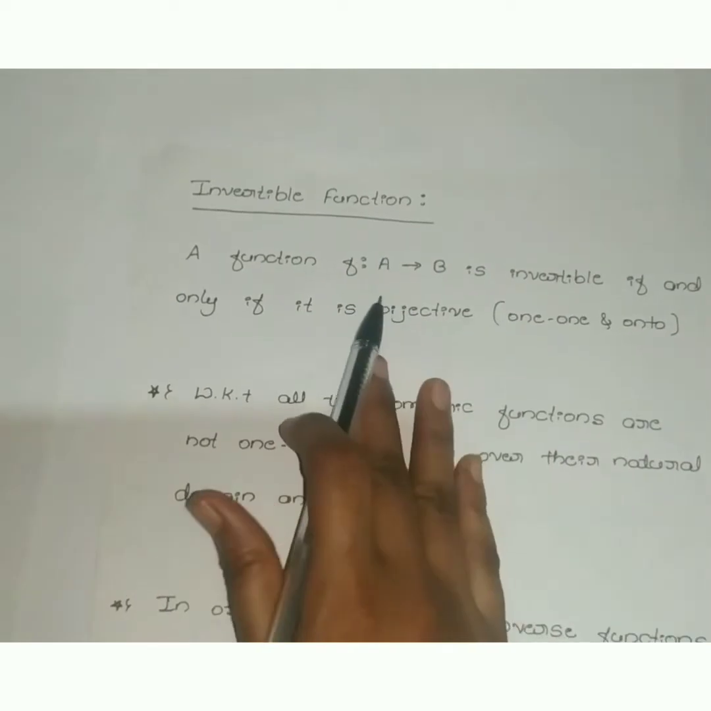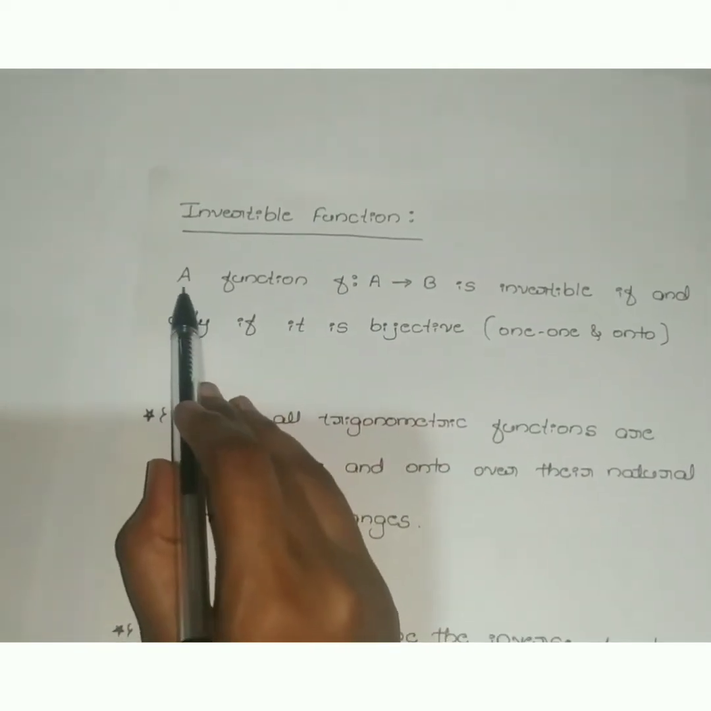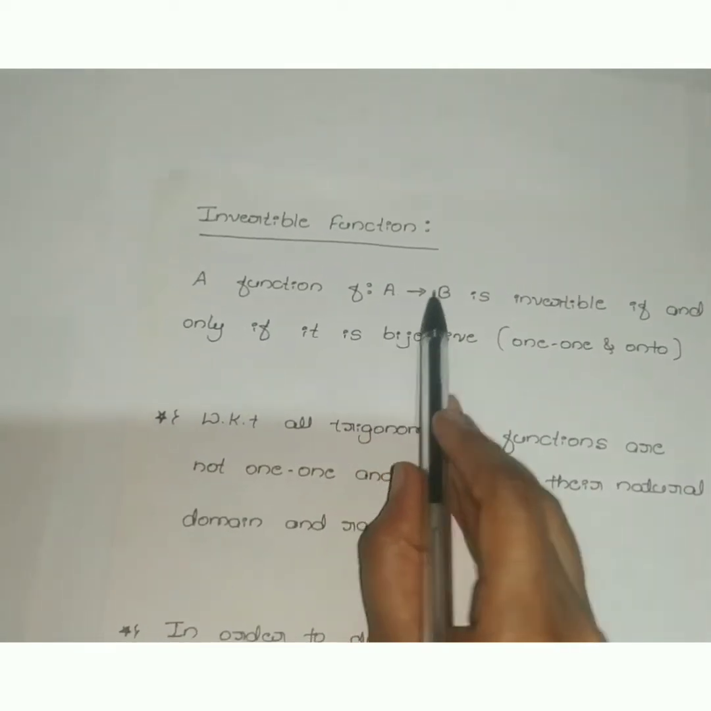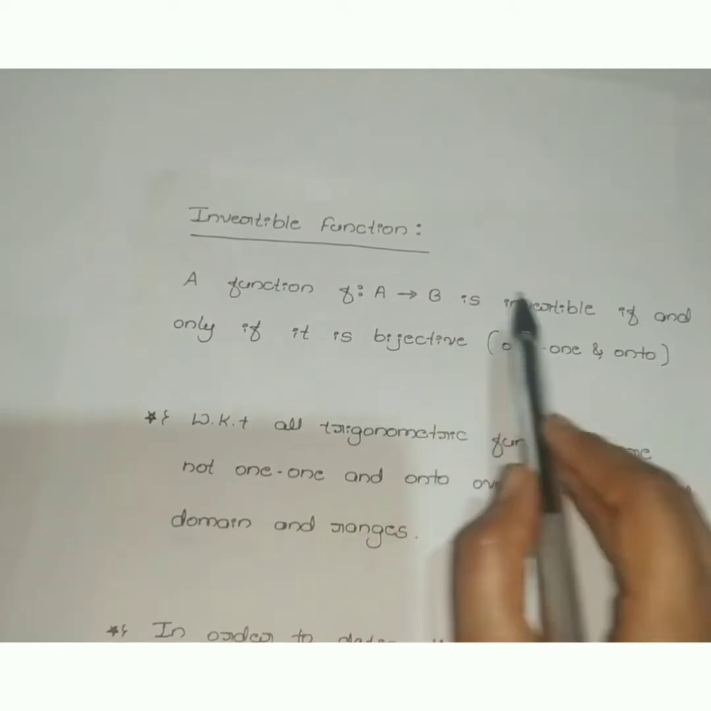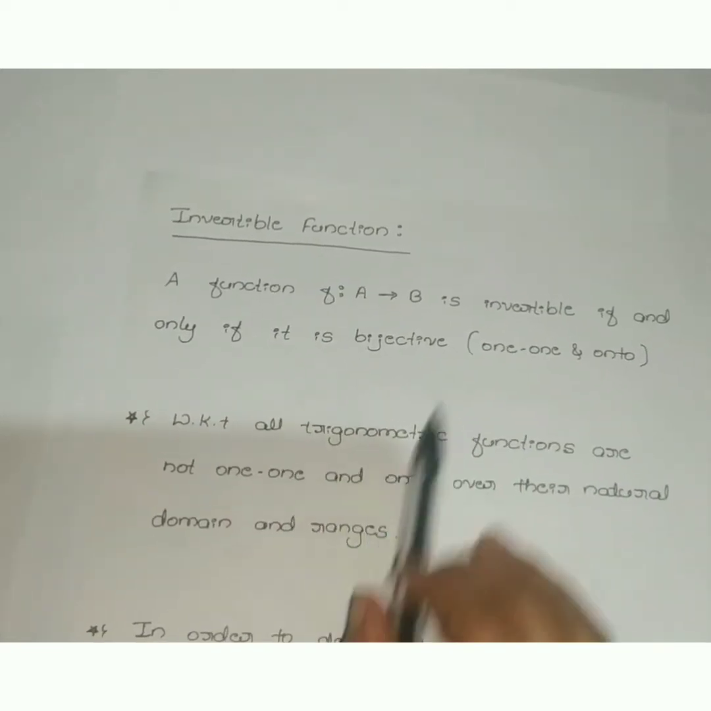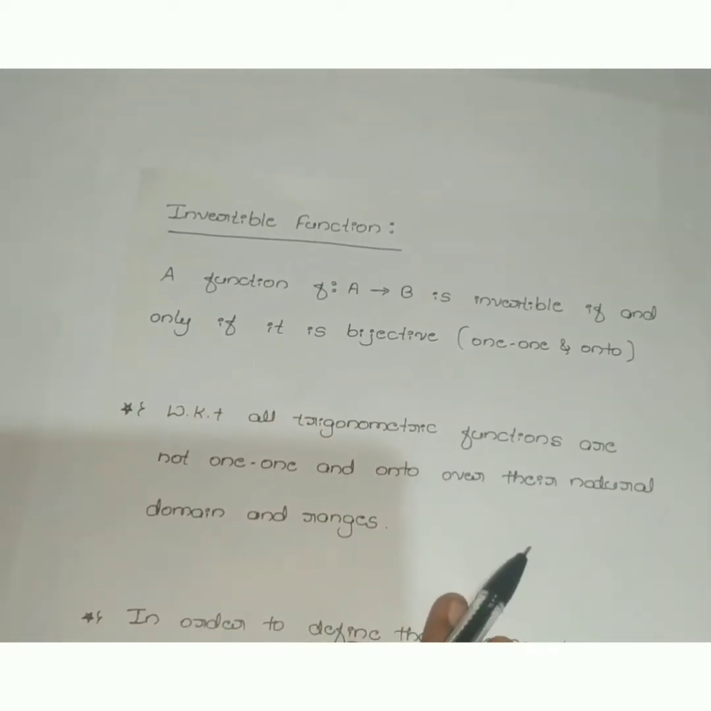Invertible function. A function f mapping from A to B is invertible if and only if it is bijective. Bijective means one-one and onto function. If the function is bijective, then only the inverse exists.